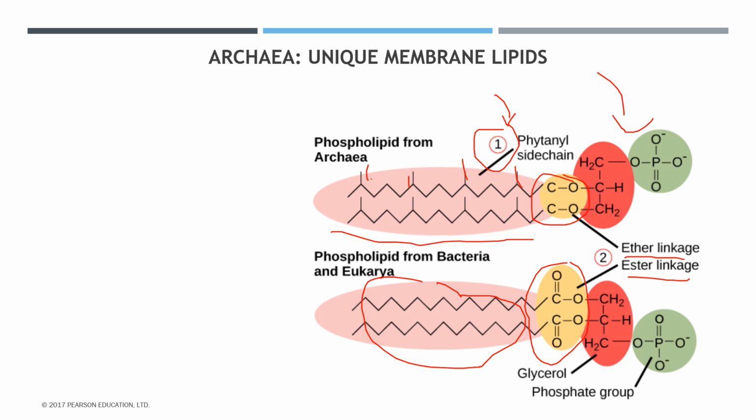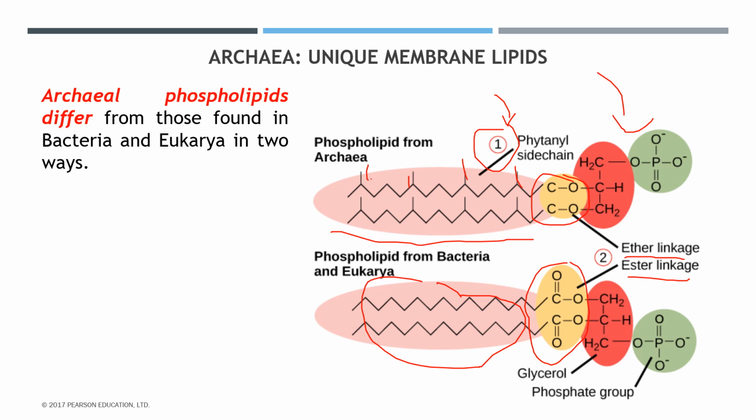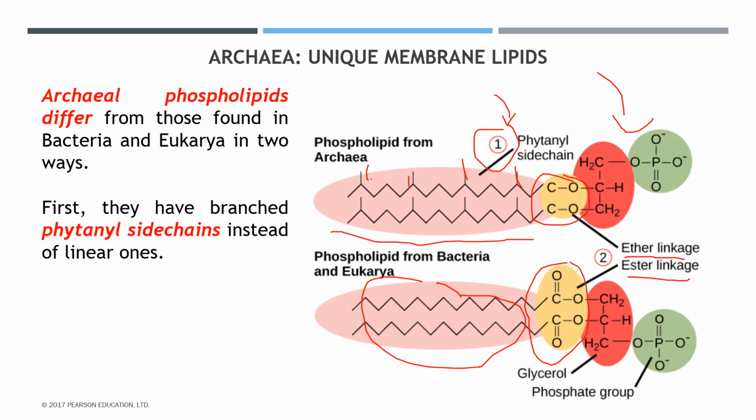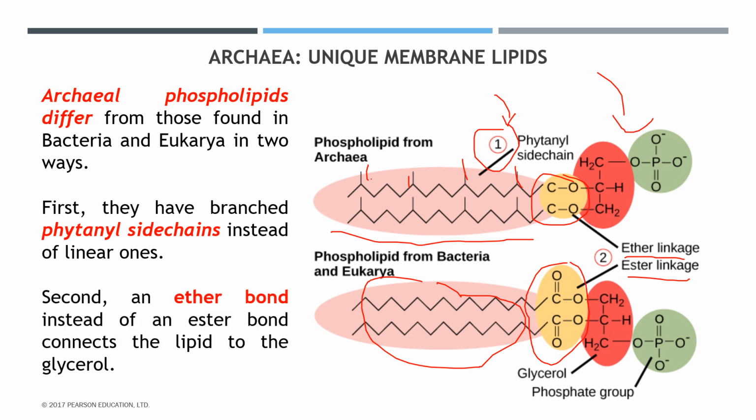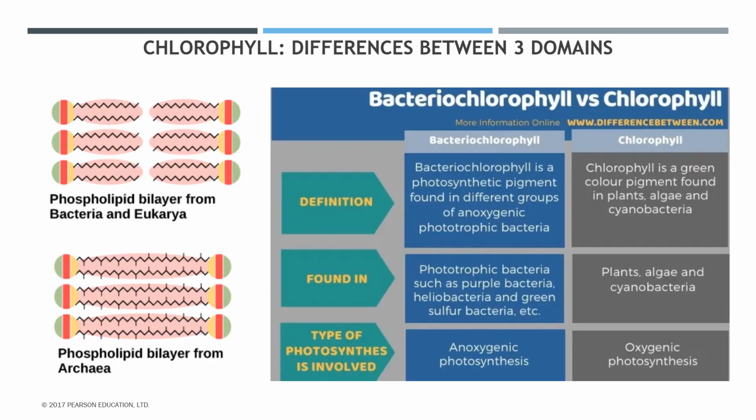So I told you that archaea has unique membrane lipids. The phospholipids are different from those found in bacteria and eukarya in two ways. One way is through the side chain, and the other one is through the ether bonds. Okay, I hope that was clear.